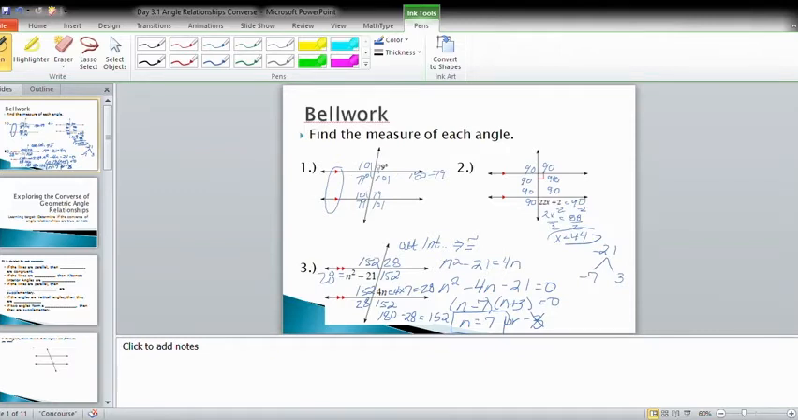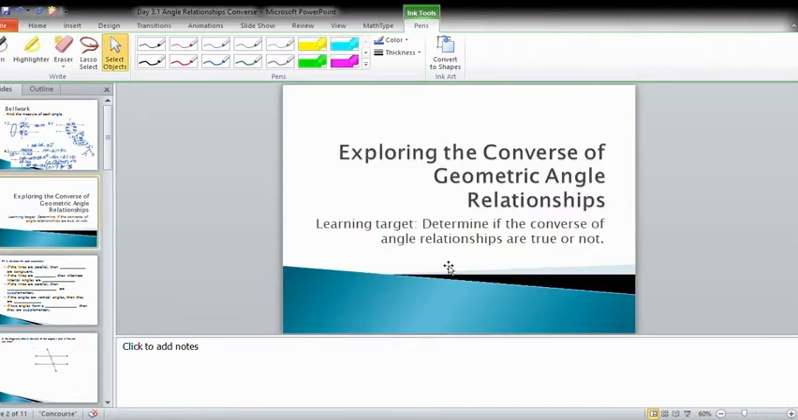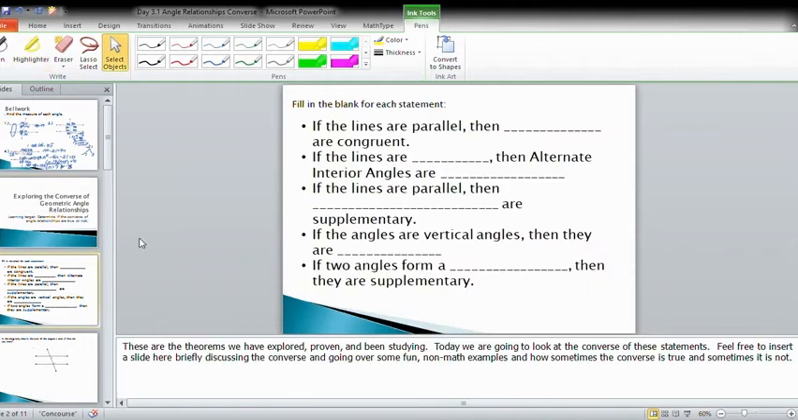All right, let's talk about the converse relationship now. Our learning target today is to determine if the converse of angle relationships are true or not. When we're talking about converse, we're talking about the reverse. So we know that if we have parallel lines and alternate interior angles, then they're going to be congruent. Well, I want to know that if alternate interior angles are congruent, can we prove parallel lines? So let's take a look, right?